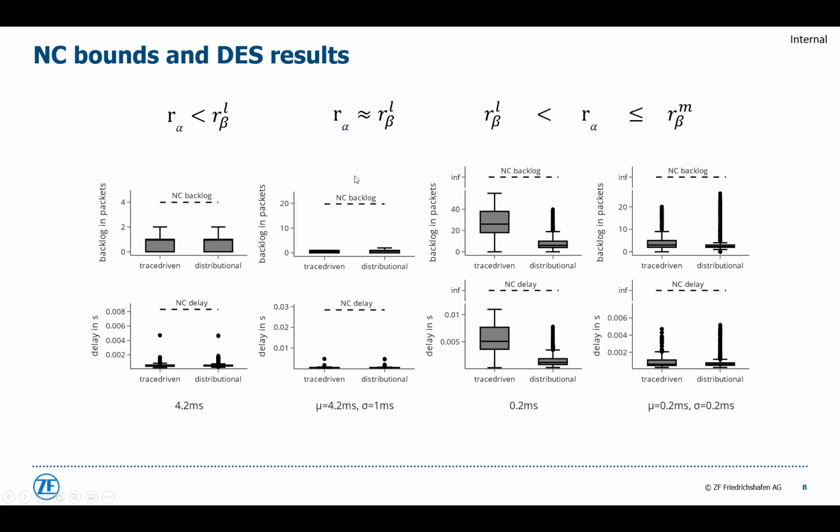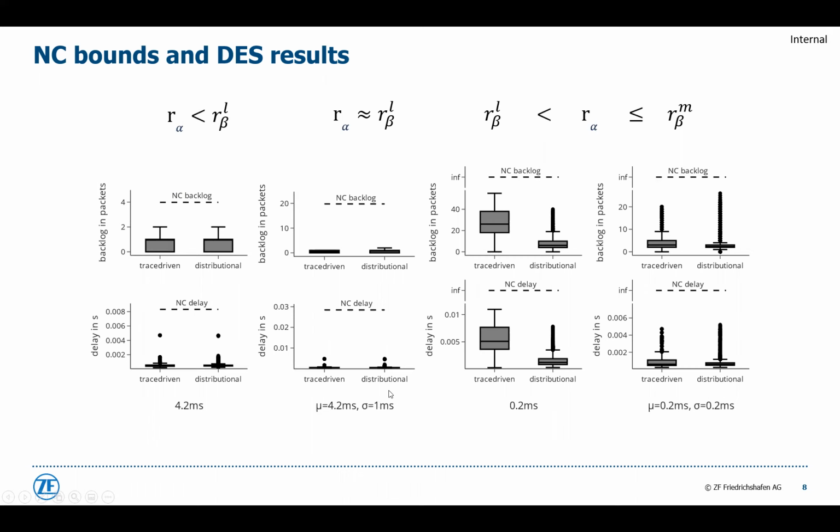And here you see results with a CAN stream with different input rates. So here's the backlog, and here the delay, and with a rate of 4.2 milliseconds, which was nearly the lowest service rate in the system, we can calculate the backlog, and it's compared to the simulation results. They are really close to each other.